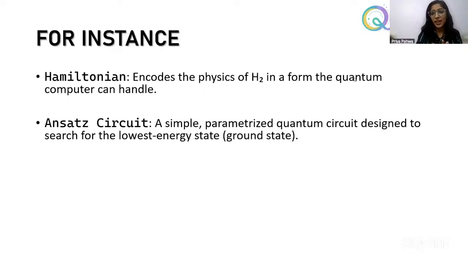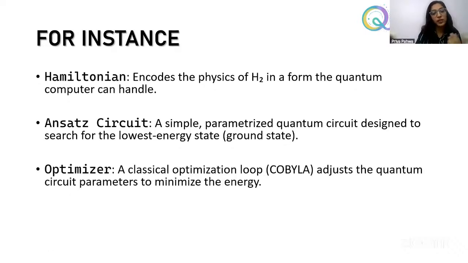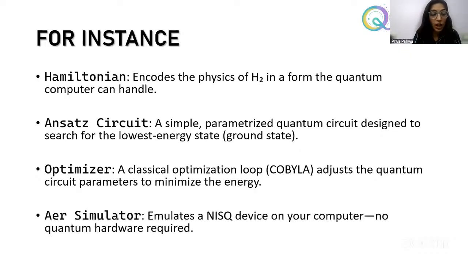It's a simple parameterized circuit designed to search for the lowest energy state, basically the ground state. Then we move on to the optimizer, which adjusts the quantum circuit parameters in order to minimize the energy as low as possible. And then obviously you run it on a simulator, and no quantum hardware is required. It's just a simulation which we are talking about right now.